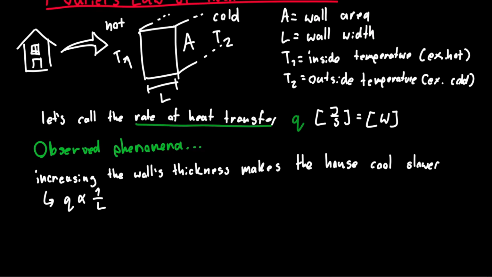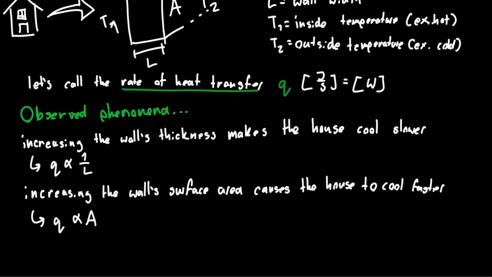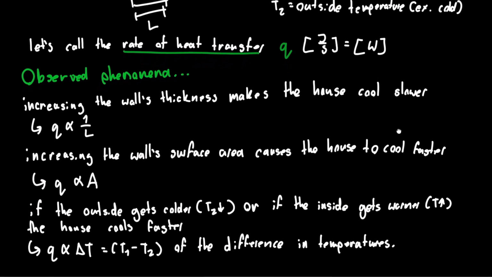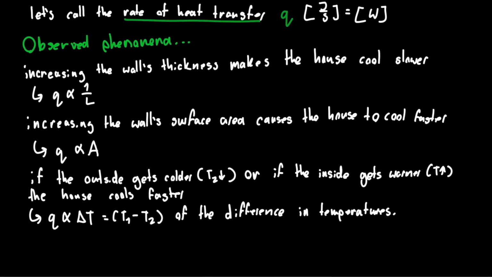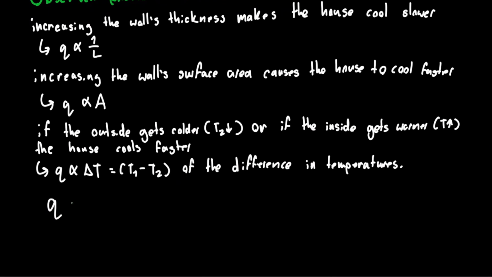inversely proportional to thickness. And if we increase the wall surface area, we can cause the house to cool faster, which means that Q is proportional to area. And if the outside gets colder and the inside gets warmer, that means the house cools faster, which means that Q is directly proportional to delta T, the difference in temperatures between the outside and inside. So with this, we can write a balance.